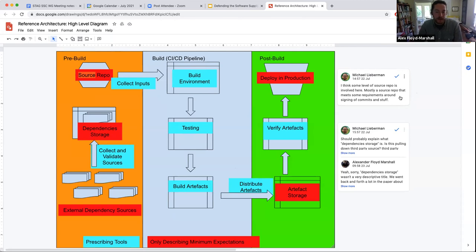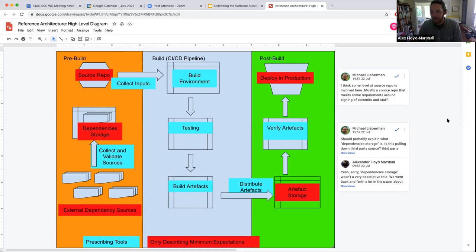The main data point on here that I tried to put in was a distinction between places where we're defining some basic expectations. So for example, for a source repo, that commits will be signed, that there won't be force merges or whatever. Those were some of those sorts of things that we talked about in the best practices paper. But we're not prescribing, oh, you should store your repos in GitHub, or you should use AWS's code, whatever the heck it's called these days.